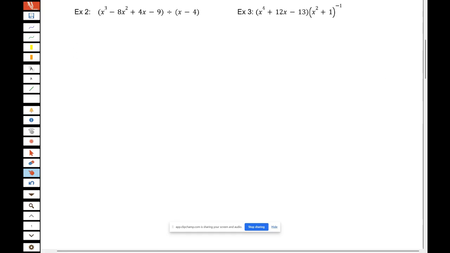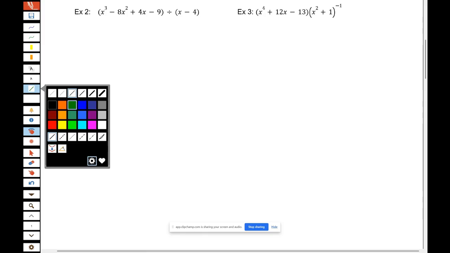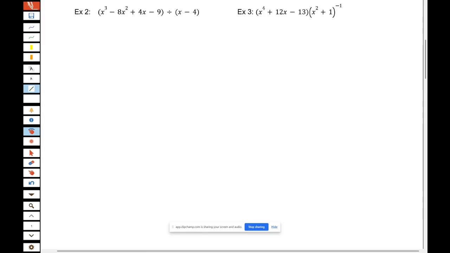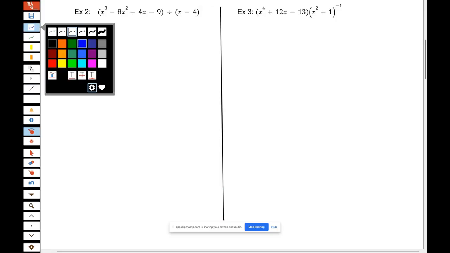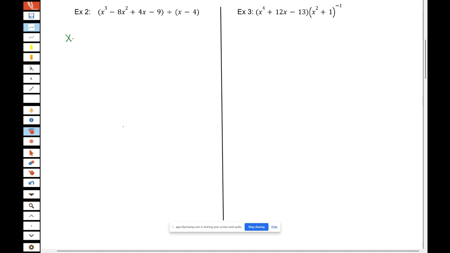So I'm going to give us some room on these, and I'm going to draw a nice line to divide the sections of my paper so that I don't work into the space I need for the other problem. So we are going to do x minus 4 divided into x to the third minus 8x squared plus 4x minus 9. And when we divide, we are going to start by looking at how many times x goes into x to the third. In other words, what do I need to put up here to make this times this equal this? And it's going to be x squared, of course.